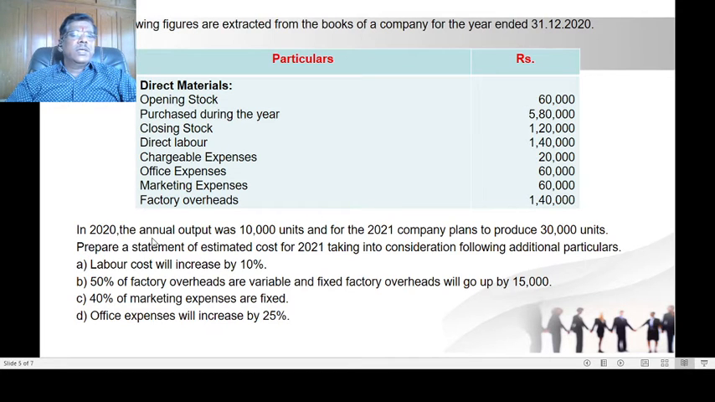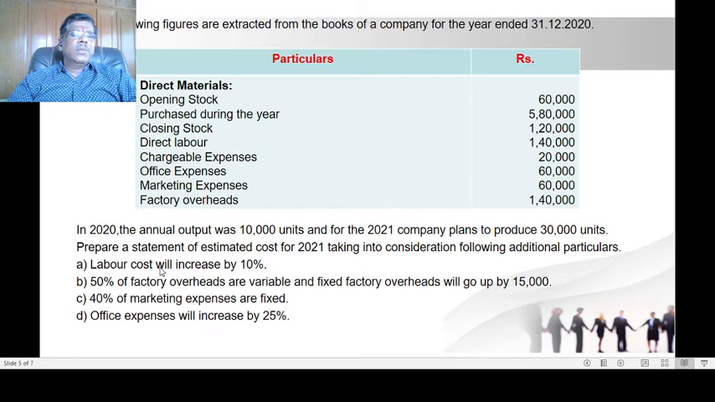Then in the year 2020 the annual output was 10,000, and for the year 2020-21 the plan is to produce 30,000 units. Actually for 10,000 units, this is the expenditure incurred. Then for 2020-21 we are going to produce 30,000 units by taking into account all these items. Then a statement of estimated cost sheet is prepared for the year 2021, taking into consideration the following additional particulars.